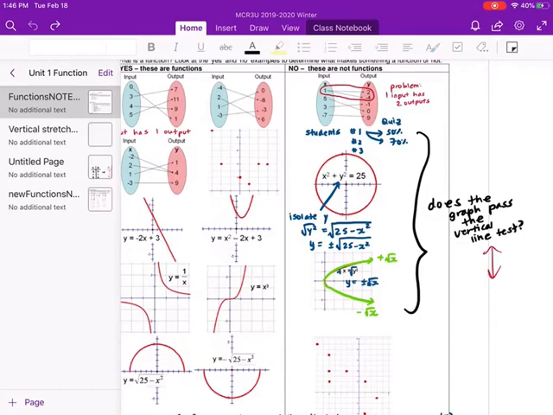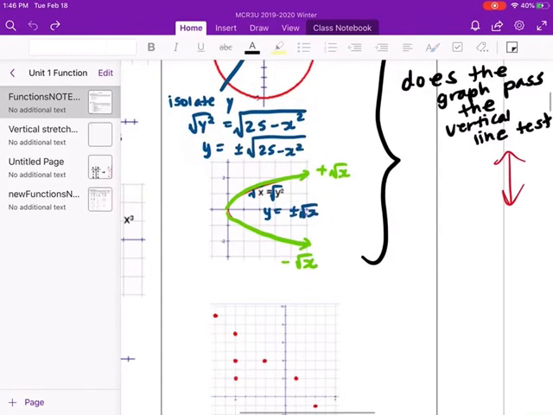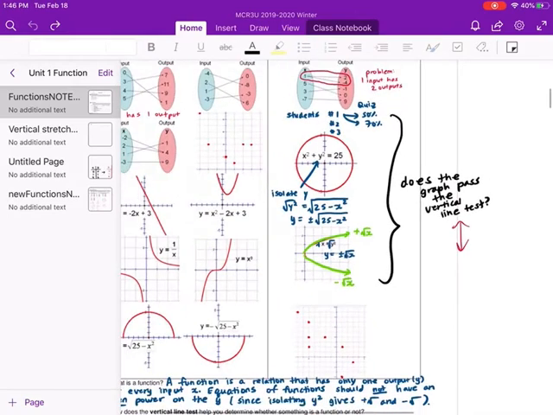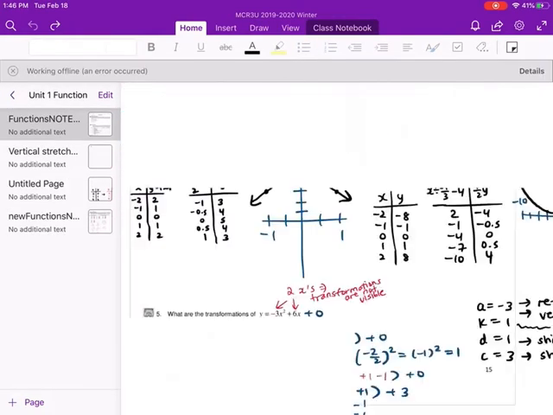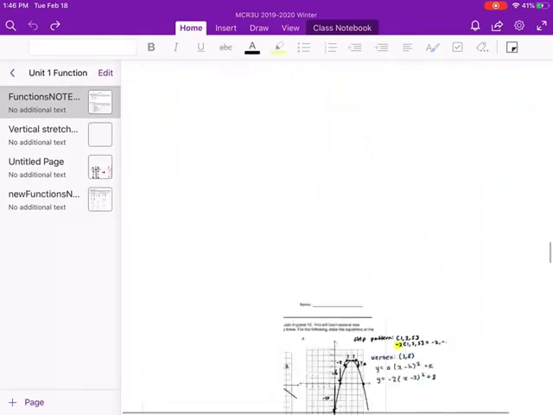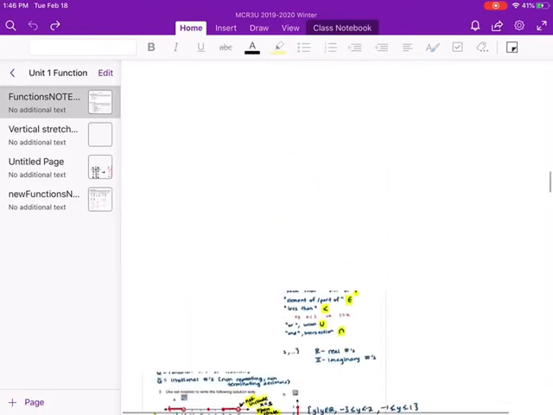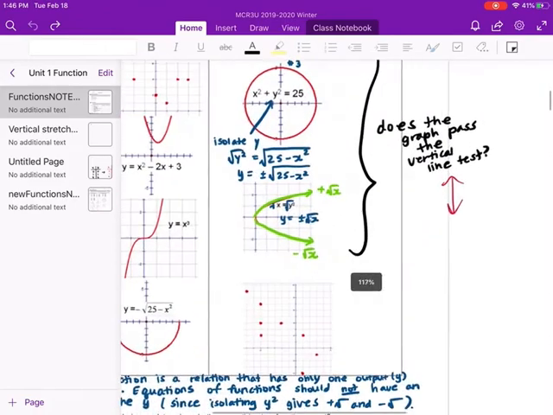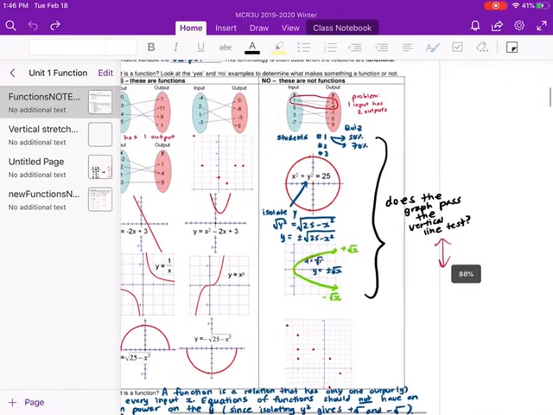Those are not functions. So when you have this situation, y equals plus minus square root x, if you write it like that, that is not a function. You may be able to write it separately, like y equals plus square root x and y equals minus square root x, to fix that problem.